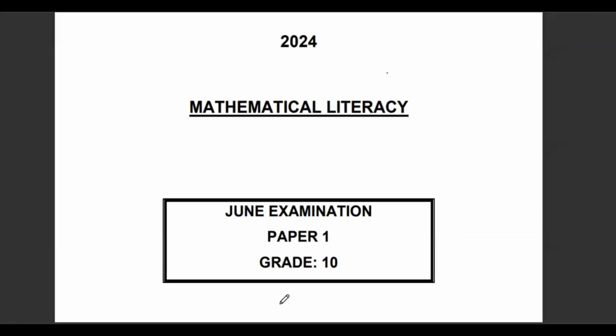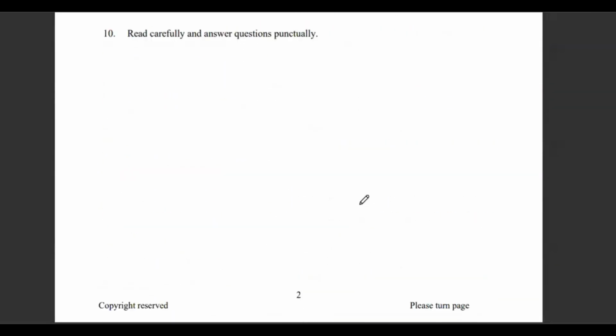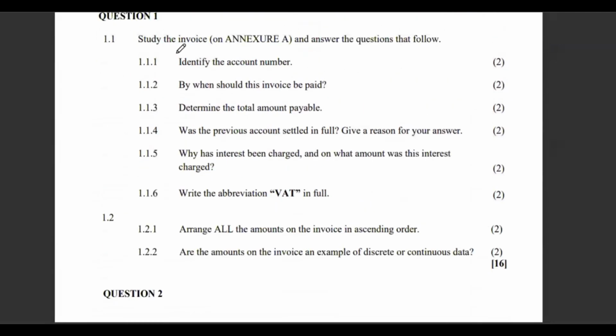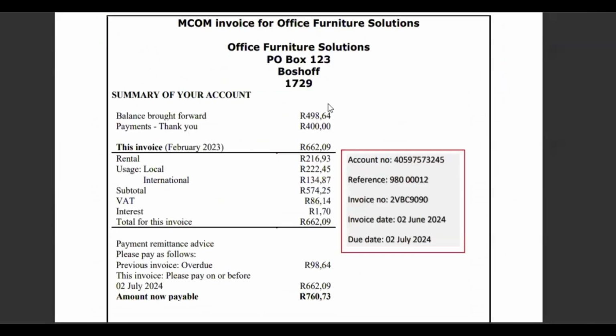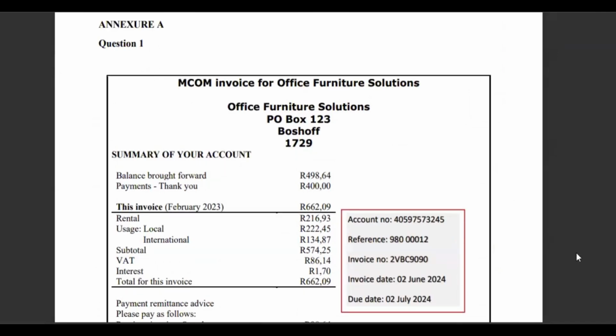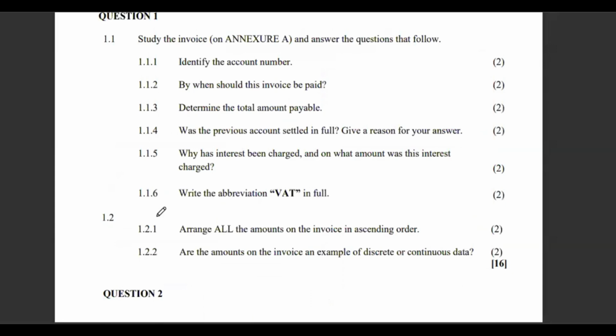Yes, grade 10, let's look at mathematical literacy paper 1 that we did in June. All right, this is our paper 2024. Question 1. Study the invoice on annexure A and answer the questions that follow. Here is the invoice, and this is annexure A. Allow me to show only the invoice. All right, here we go.